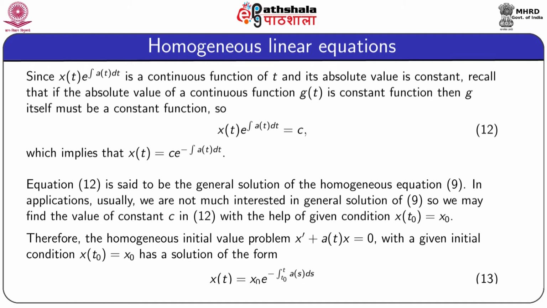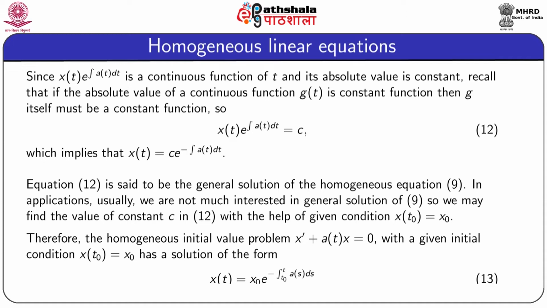Since x(t) e to the power integration a(t) dt is a continuous function of t and its absolute value is constant, recall that if the absolute value of a continuous function g(t) is a constant function, then g itself must be a constant function. Therefore, x(t) e to the power integration a(t) dt equal to c, which implies x(t) is equal to c e to the power minus integration a(t) dt. Equation 12 is said to be the general solution of the homogeneous equation 9.